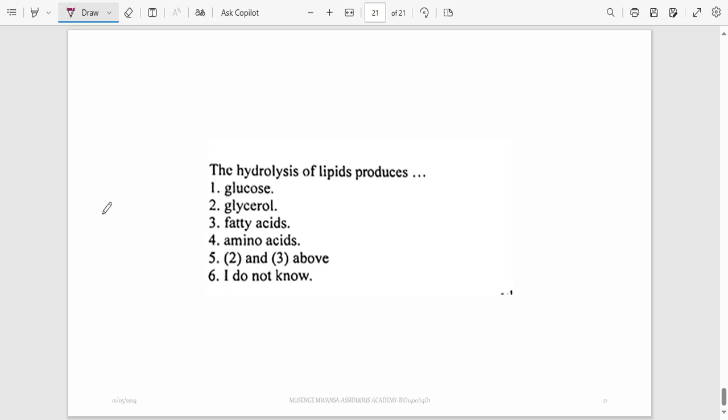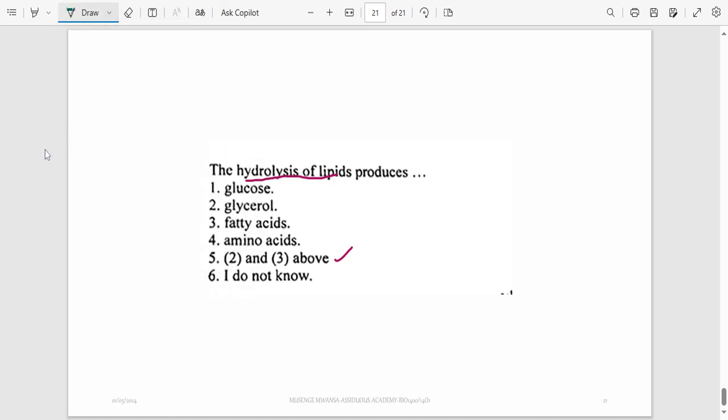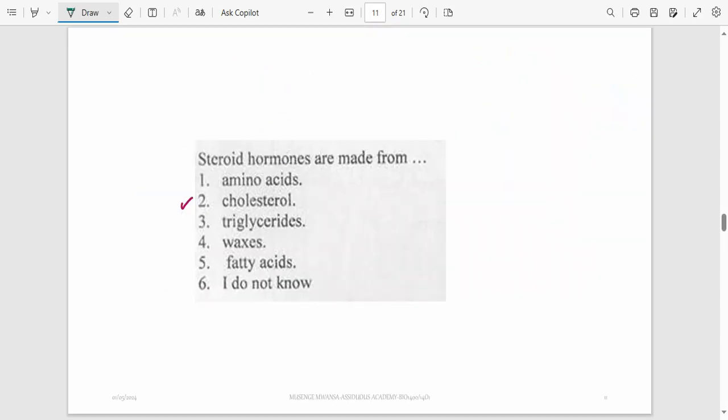And then the last question. The hydrolysis of lipids produces glucose, glycerol, fatty acid, amino acid, 2 and 3. Which one would you pick? The hydrolysis of lipids will produce what? Okay, option 5. Anyone else? Okay, very good. So the answer is option 5.